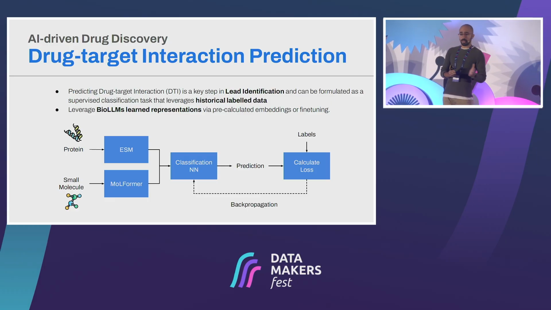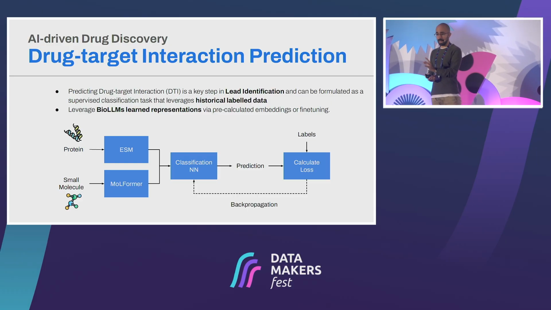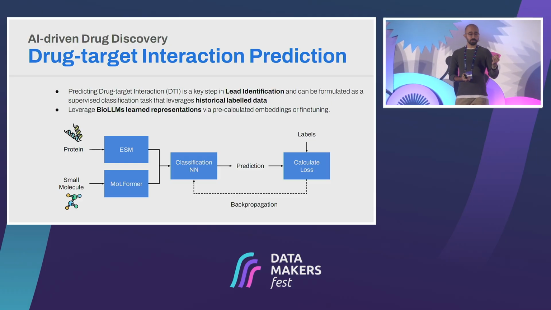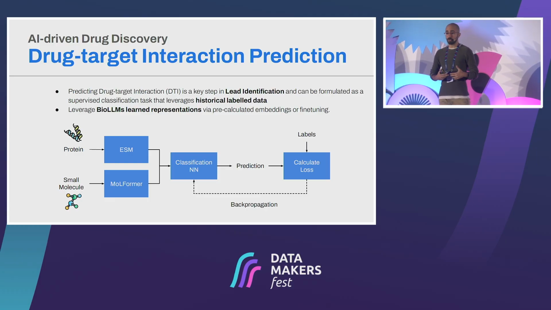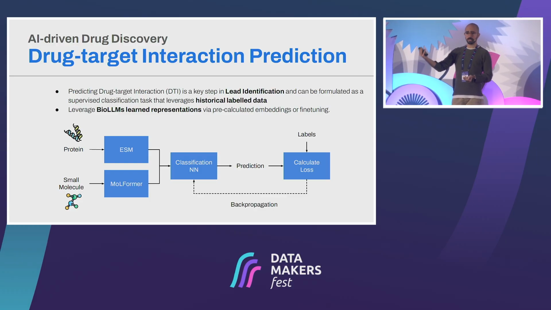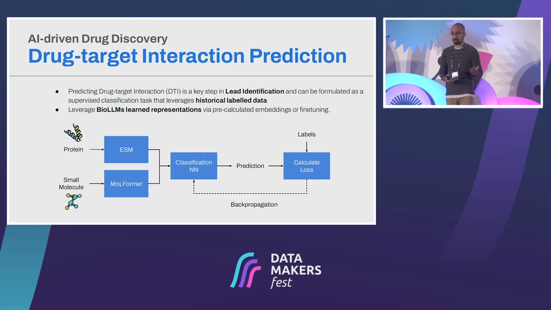And how BioLLMs come in is that you're going to train a classifier model where you're going to represent the proteins and the small molecules using BioLLMs, right, using their embeddings. So you're going to grab your protein, you run it through ESM to get the embeddings that it learned for that protein. You're going to grab the small molecules, run them through MolFormer, and then you're just going to add some layers on top of that for doing your actual classification. Then you grab your labels, you do backprop, and then you update the weights of your classification neural network, right?